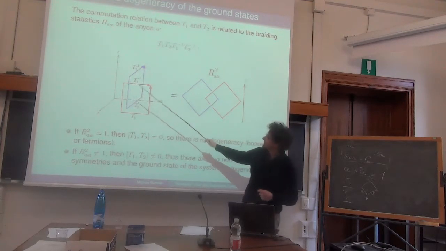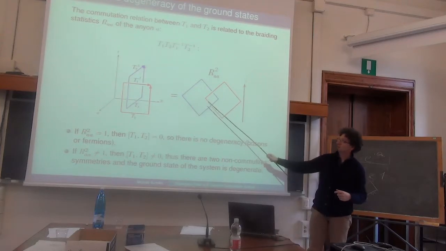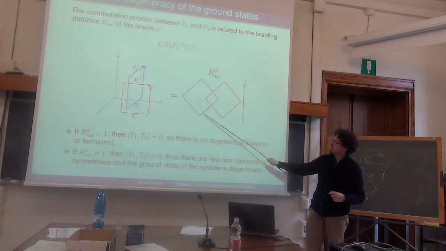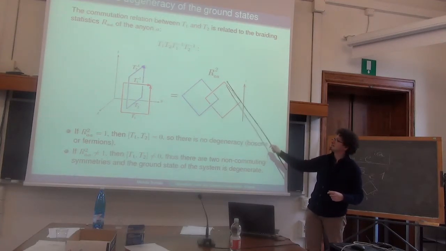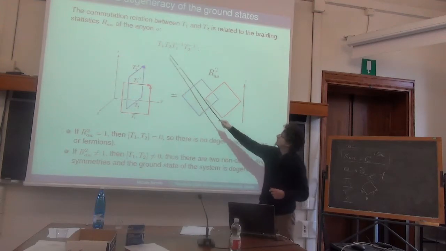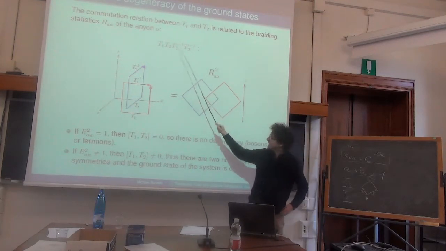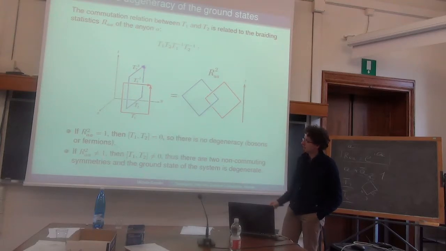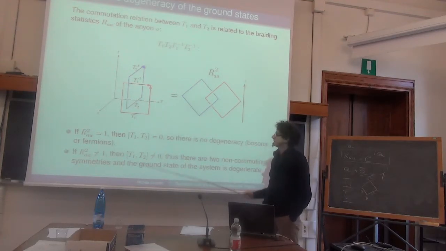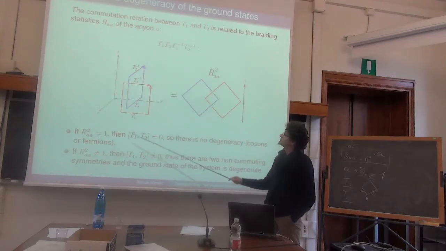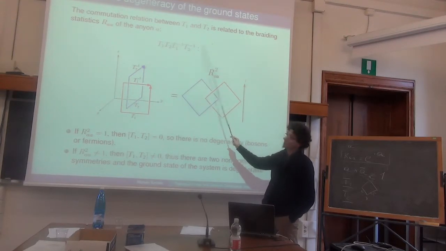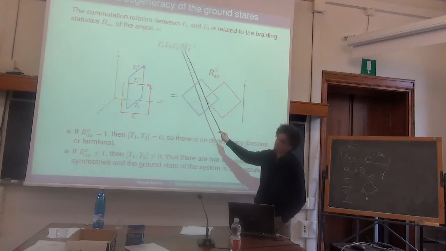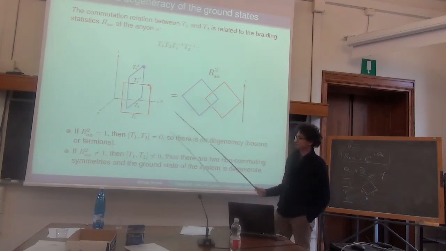And I can deform this process into this other process, where you see that essentially I am braiding two of these particles twice, and I obtain that essentially all this operator is equal to two exchanges of A with A. So the conclusion is that if this R squared is equal to 1, it means that this T2 and T1 to the -1 commute. So I have the degeneracy.